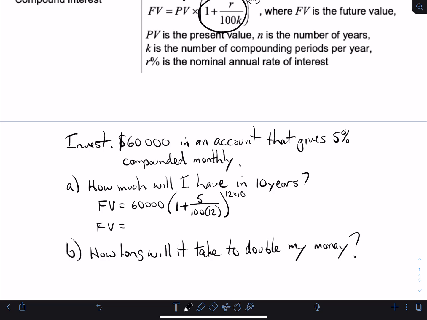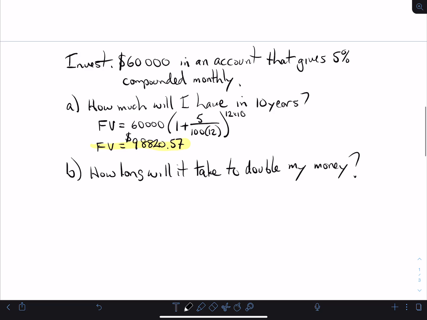So my future value would be, I would just put that into the formula. Easy, easy, easy. Times bracket 1 plus 5 divided by 1200, and then close bracket, raise to the exponent of 120 compounding periods. So it'd be $98,820 and 57 cents. So that's how much I would have. Very nice.